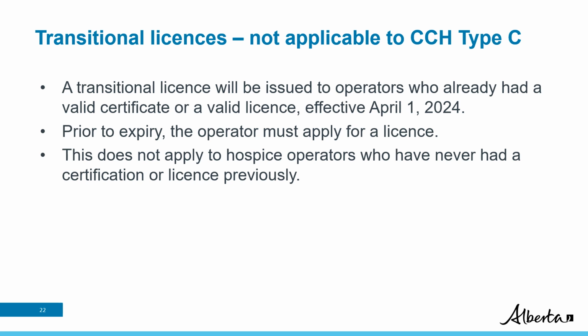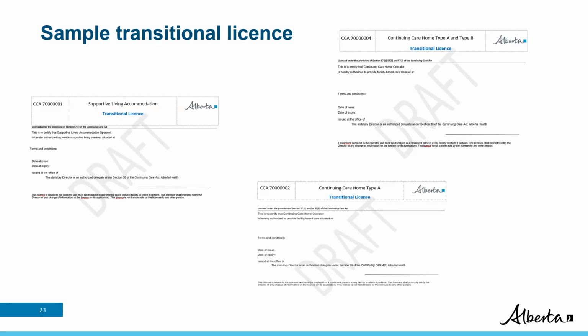Operators whose licenses expire in March, April, and May of 2024 will be issued a license extension prior to their existing license expiring to provide for as seamless a transition as possible to the Act. Transitional licenses are not applicable to Continuing Care Home Type C operators as they have never been licensed or certified. The following slides will go over what the steps of the application process are and the requirements.